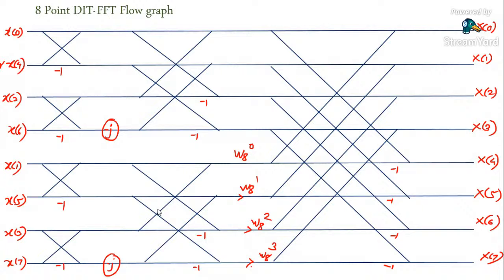FFT flow graph. Before solving the example by 8-point DIT FFT, we can solve by matrix, meaning DFT, and then we can compare the values, and compare how much time it takes in case of DFT calculation and in case of DIT FFT calculation. And then only you can understand how easy the FFT is, how fast the FFT is. So till now we have come up to the 8-point DIT FFT flow graph.